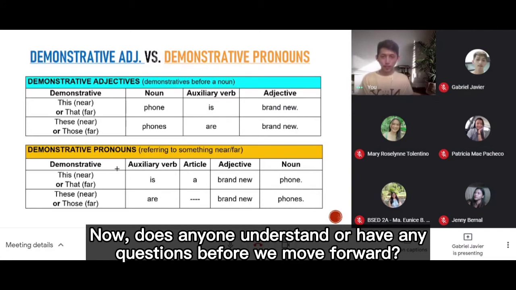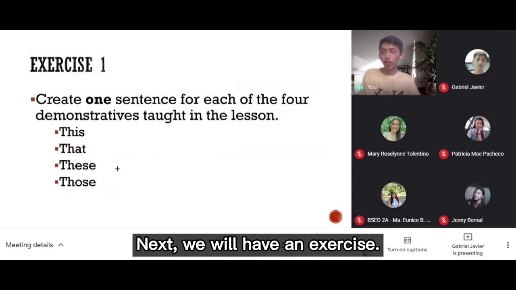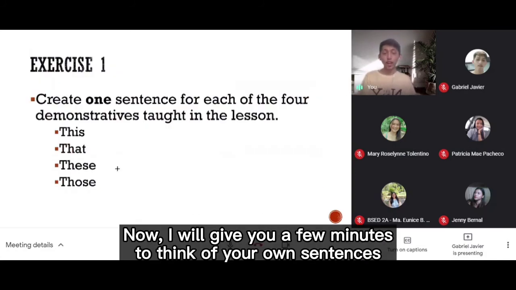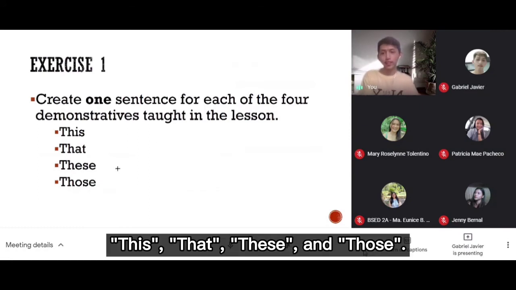Now, does anyone understand or have questions before we move forward? Okay. Next, we will have an exercise. Now, I will give you a few minutes to think of your own sentence using the four demonstratives that we learned in this lesson: this, that, these, and those.